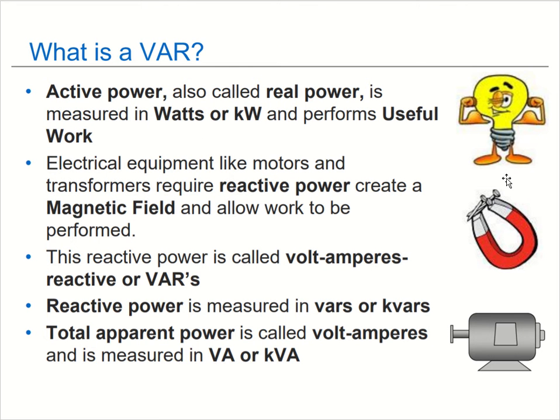So what is a bar? Active power, also called real power, is measured in watts or kW and performs useful work. Electrical equipment like motors and transformers require reactive power. It creates a magnetic field and allows work to be performed. This reactive power is measured in volt-amperes reactive, or bars, or kbars. The total apparent power is measured in volt-amperes, VA or kVA.